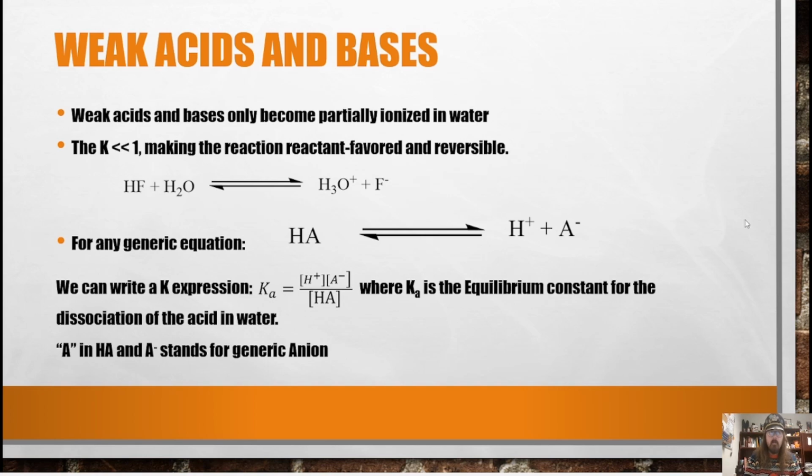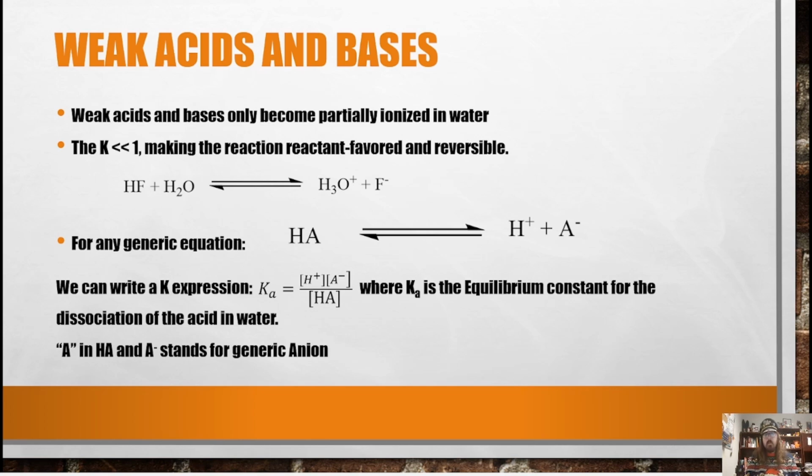Now, the idea of a weak acid and base is just that it has a K expression that is much less than 1. So they only become partially ionized in water. We have to assume that the majority of our reactant remains and only a small fraction of it gets turned into hydronium and the conjugate base.